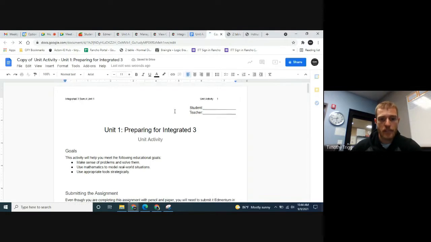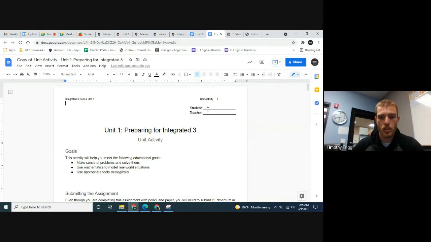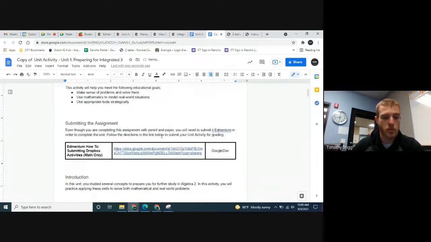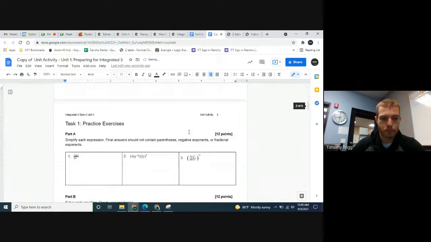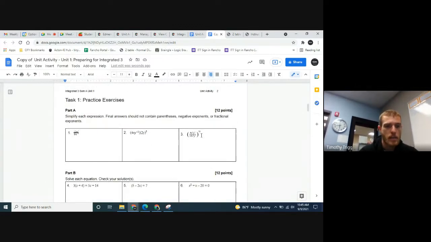And then when you have this copy, you can edit it. You could put your name here and your teacher and so on. You don't necessarily have to fill that out because your teacher will know it's from you. Now, when you go down to the first task, you'll see right here, part A, simplify each expression. Final answers should not contain parentheses or negative exponents or fractional exponents.